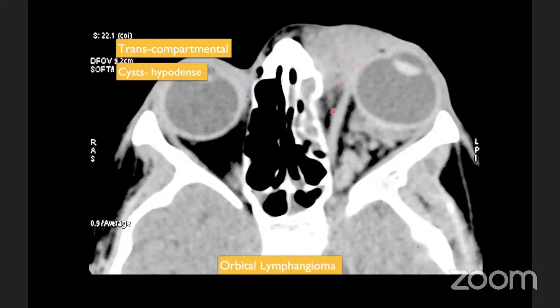And there is transcompartmental involvement. That is, it's involving the preseptal and the extraconal as well as the intraconal space. And there is cystic density as well as hypodensity that you can see. So this would be an orbital lymphangioma that can mimic an orbital cellulitis.